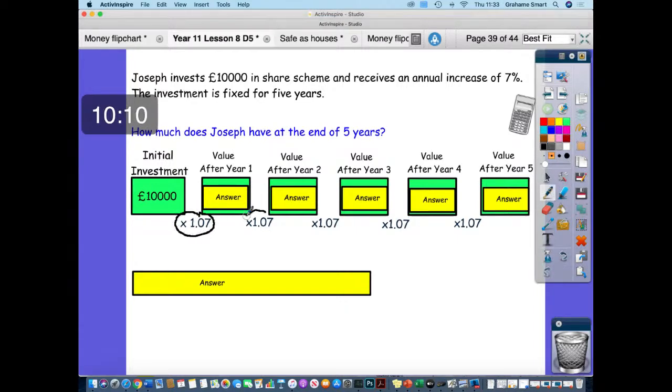I've sort of given you the 1.07, and I'd like to say, hopefully you all know where that's come from. I've done it: value after year 1, value after year 2, value after year 3. Do I need to do that all the time? No, I don't. There is a quicker way, and we'll get to that. But have a look at it for a minute or so. Use your calculator and see if you can work out the final answer. Round to 2 decimal places as it's money.